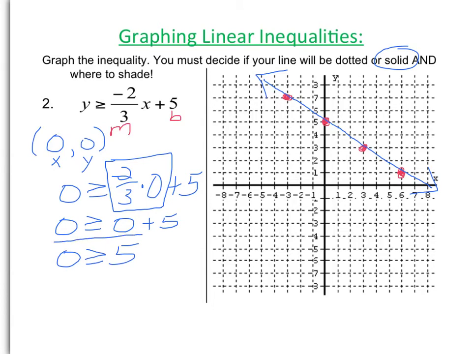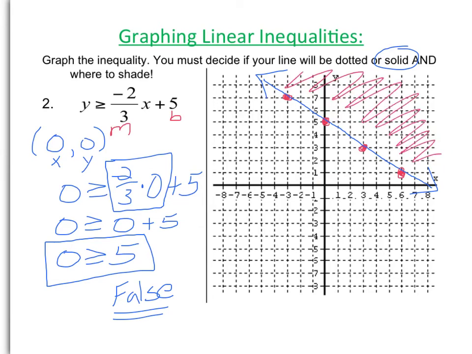So I end up with this inequality. 0 is greater than or equal to 5. And that is false. 0 is not greater than or equal to 5. And so what we just figured out is, if we get a statement that's false, that means this point 0, 0 is not a solution to our inequality, which means I can't shade on this side because it's not a solution. What that tells me is that the solutions to this inequality have to be on the other side of the line. And so that is where I need to shade.